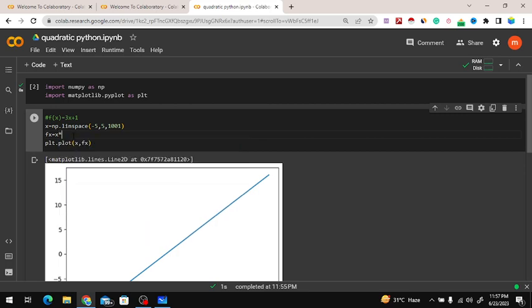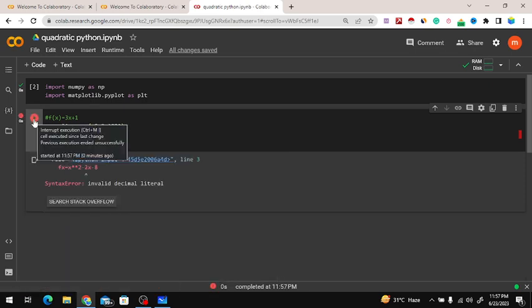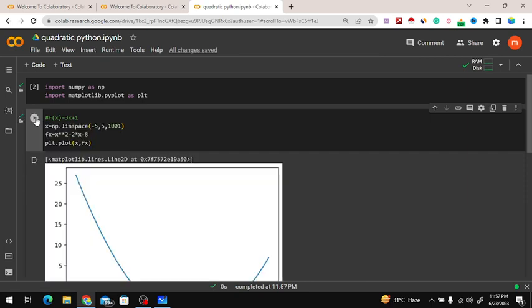Look here, I am changing it to x square and minus 2x minus 8. Now I want to plot here. So it's f(x) square, I am getting some problem because I need to put a multiplication symbol between 2 and x. Now I can plot it, it looks like this.